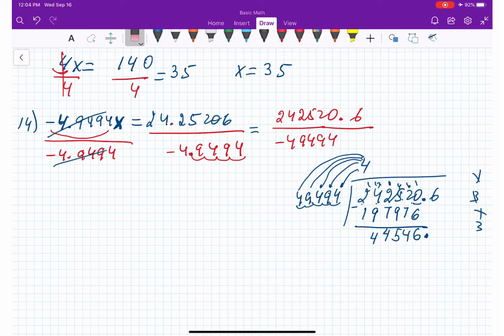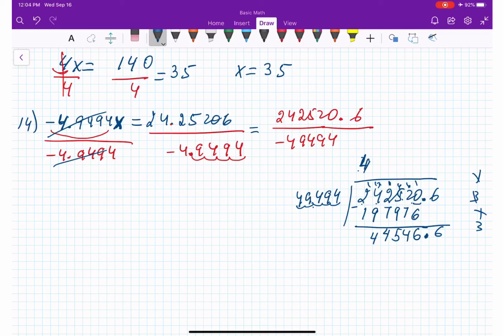so let me clean this. Okay, 4. Next, so we have 44,546 and 0.6. So how much is it going to fit here? 1 2 3 4 5. So 49,000 here, 44 thousand. So 44 divided by 4. It's going to be 10 times, but I guess it will be too much.